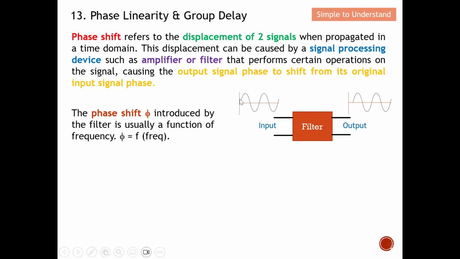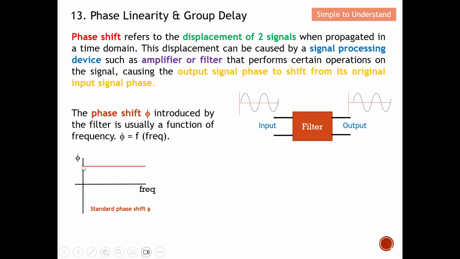For example, the phase actually has some form of shift. Basically this is what we know as the phase linearity or phase shift. When this signal enters the filter, it creates some form of phase shift. The phase shift introduced by the filter is usually a function of frequency. In short, different frequencies will have different phase shifts. So this is a quick definition of phase shift.